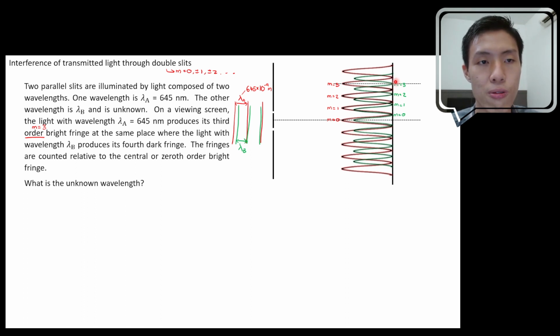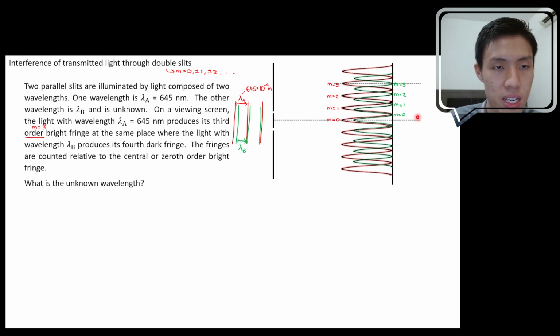Now that we know that this is the fourth time we see a dark, this is the position where it should overlap also with the third order bright fringe for the red light. But if you count in terms of m, we know that for the first dark fringe here, your m needs to start with 0. So m starts with 0. The next one is 1, 2, 3. So you see that the fourth dark is actually the third order dark fringe.